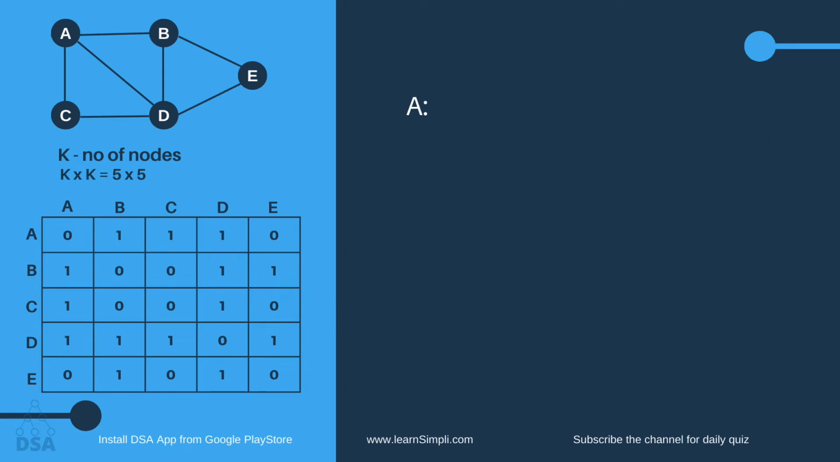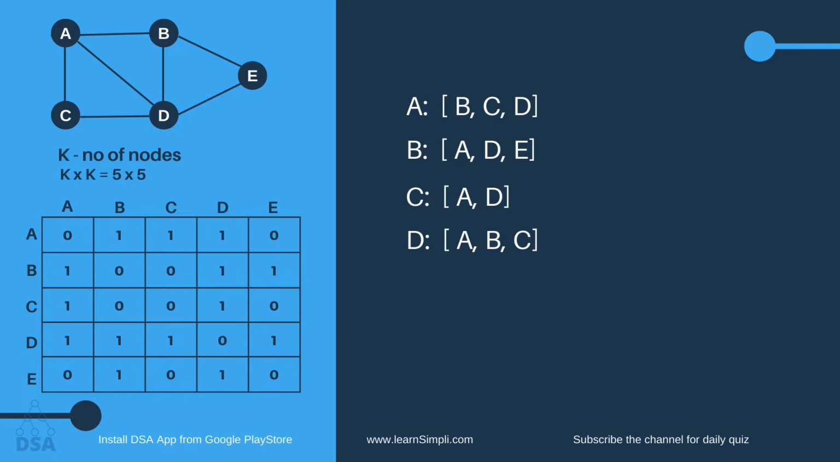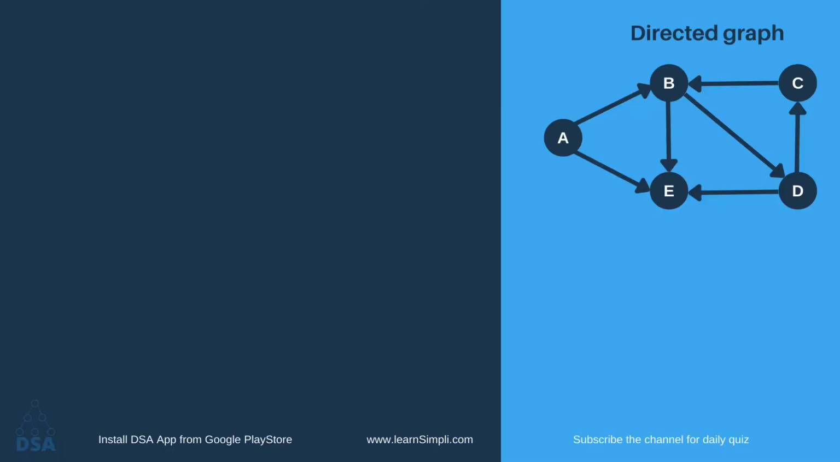So first we will write down the adjacent nodes of the given graph. The adjacent nodes of A are B, C, D. For B, adjacent nodes are A, D, E. For C, adjacent nodes are A and D. For D, A, B, C and E. For E, adjacent nodes are B and D. Instead of storing both values, here we are making the list of adjacent nodes of every node and storing only adjacent nodes. Now let's take another example of a directed graph.